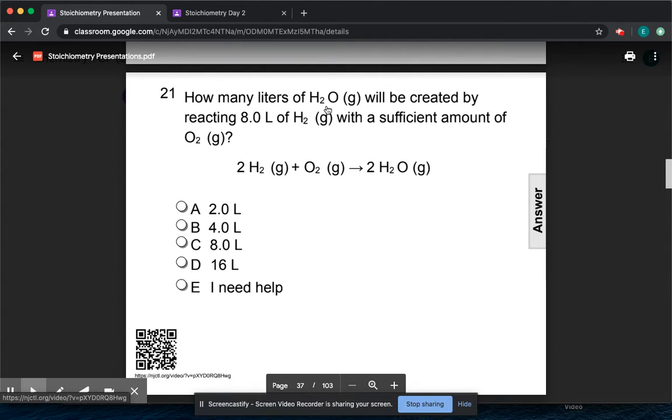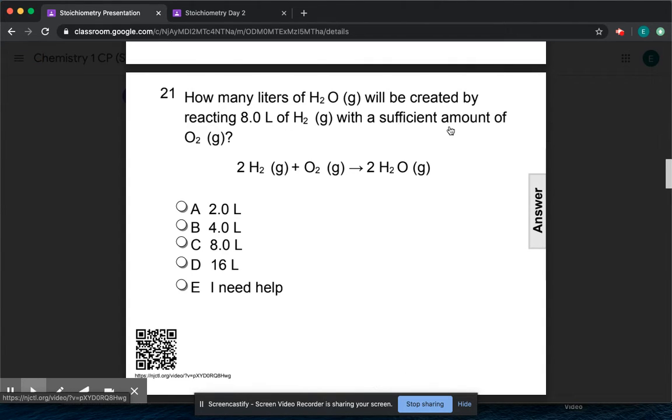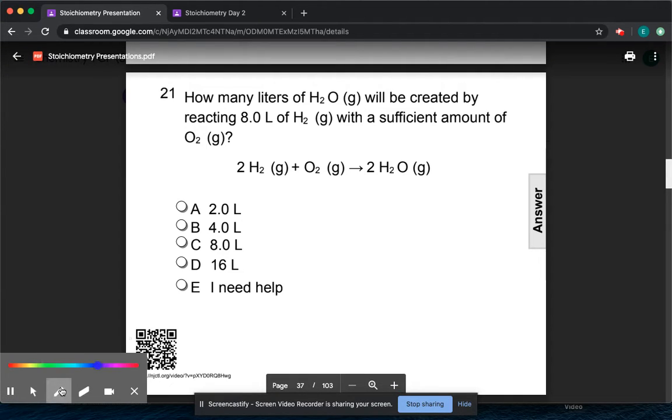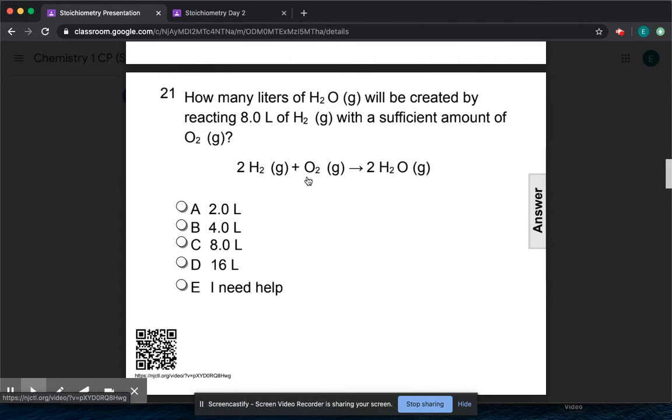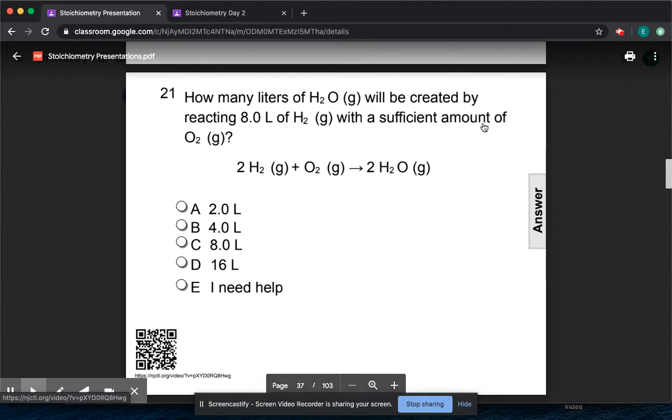How many liters of water will be created by reacting 8 liters of hydrogen with a sufficient amount of oxygen? So when you say this, sufficient amount of oxygen, what that means is don't worry about calculating how much oxygen you need. Pretend you have an infinite amount of it. You have enough that you need to do the reaction. So when you see this type of stuff, that's what they're telling you. Okay, so we're focusing on water and hydrogen.